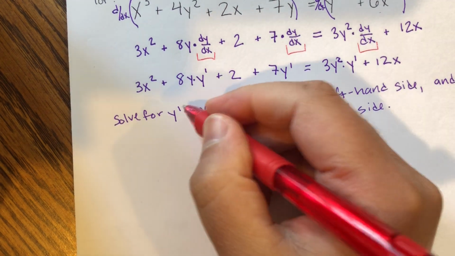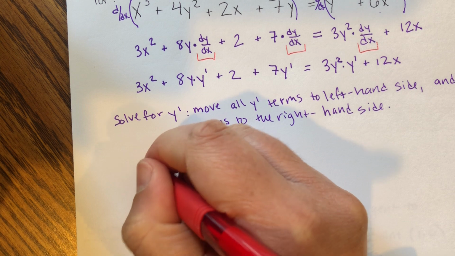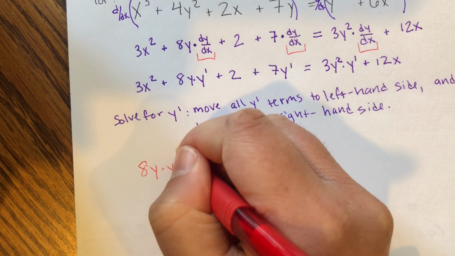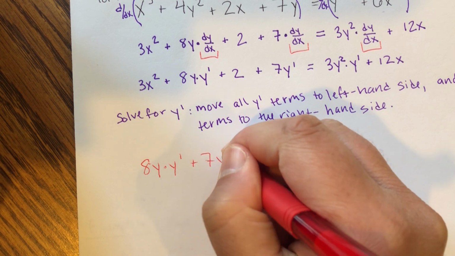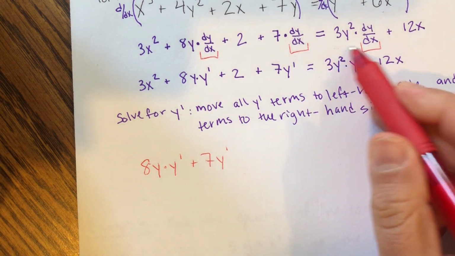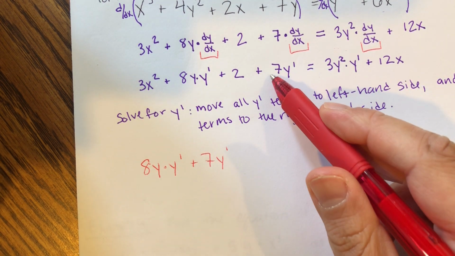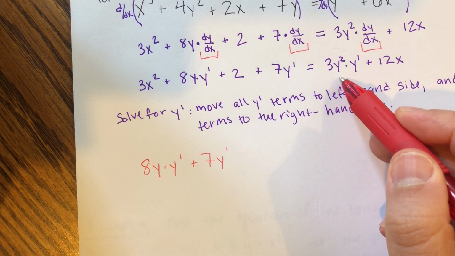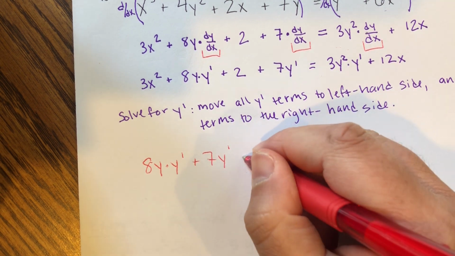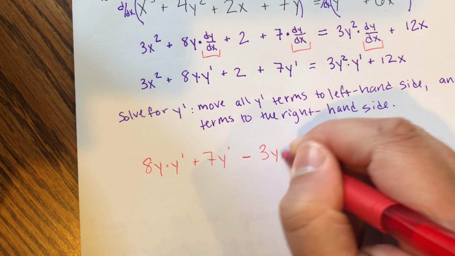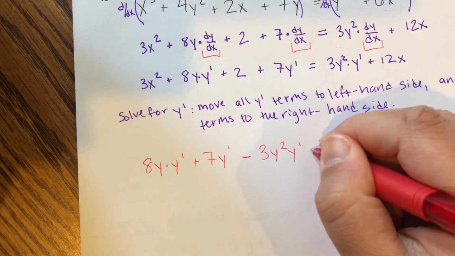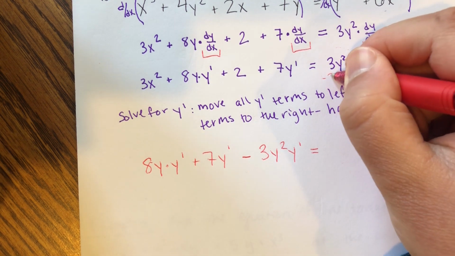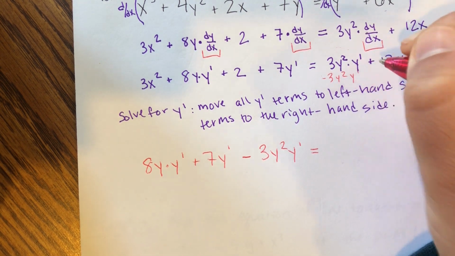In the end, what you should have on the left-hand side is 8y y prime, and 7y prime. And then you should also have this term from the right-hand side, but to move it over, we would subtract 3y squared y prime on both sides. So on the left-hand side, we'll end up with minus 3y squared y prime. In other words, we subtracted 3y squared y prime on both sides.